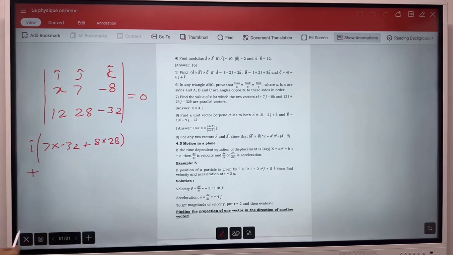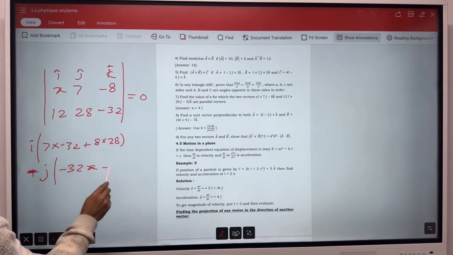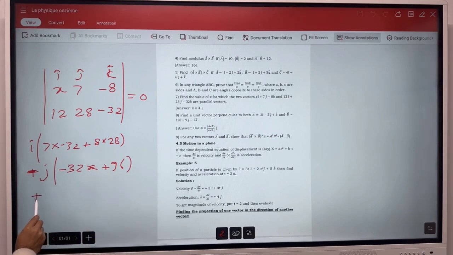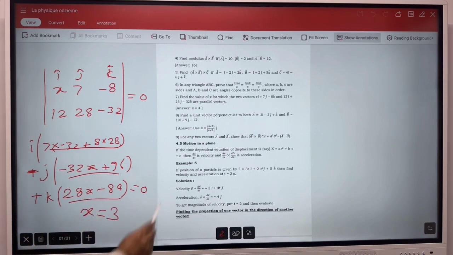Plus, not plus, but minus, because j should be minus. So minus j times, you take this and this. So minus 32x, this will become plus 96. Then take k. Then you leave this. So 28x minus 84 equal to 0. As I told you, if this cross product is equal to 0, then each term must be 0. So first term is becoming 0 automatically. Here this term will be 0, here this term will be 0. If you solve it, you will get 3. So answer should be 3.